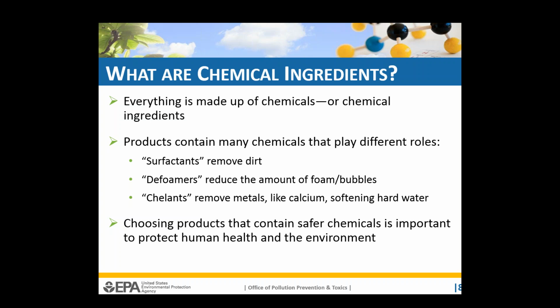So what our program does is we look at all of the chemicals in a product. We look at them by what we call functional classes, but also by their chemical ingredient class. And we determine which ones are the safest possible. And I just want to point out, it's important to choose products that contain safer chemicals. This is important because we want to protect human health and the environment and our communities.